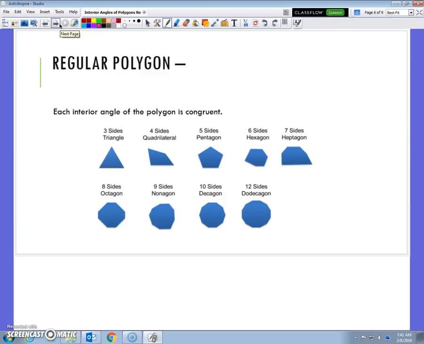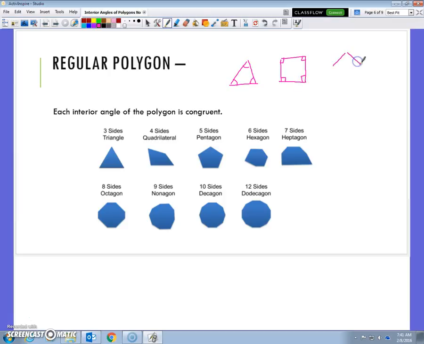Each interior angle of a polygon is congruent in a regular polygon. So some of these are regular, some of these are not regular. A regular polygon would be like an equilateral triangle, where each one is exactly 60 degrees, or a quadrilateral would be a square or a rectangle, because each one is 90 degrees.